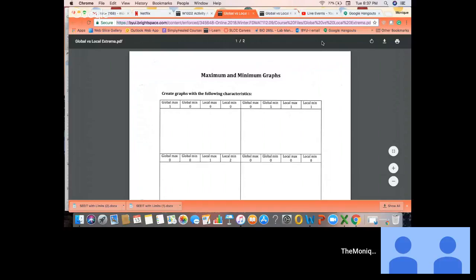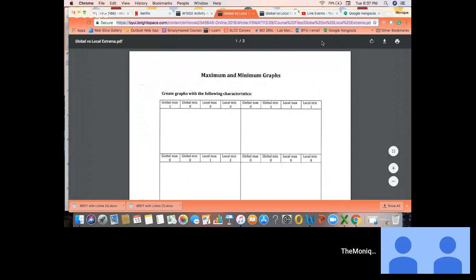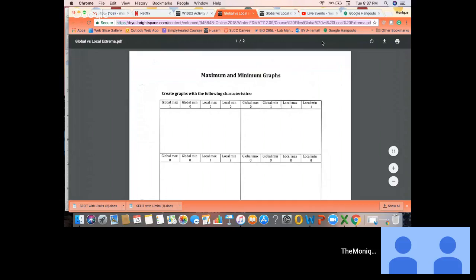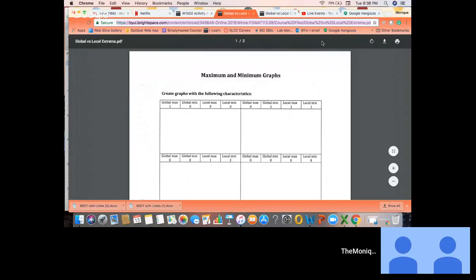Okay, so I guess we're just creating graphs with the different characteristics. So the first one, we need a graph that just has one global max. That would just be an upside down parabola? Yeah, yep. Or are you supposed to do graphs like this? I would think so. I don't think you need a function. All right. So we need a global min, a local max, and a local min.